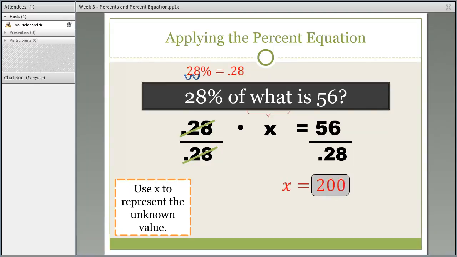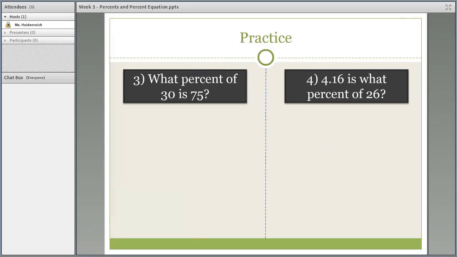Now on this one, we don't need to change our answer into a percentage. We were given the percent. They only asked for a number. They just said what. They didn't say what percent or anything like that. So the answer is purely 200.